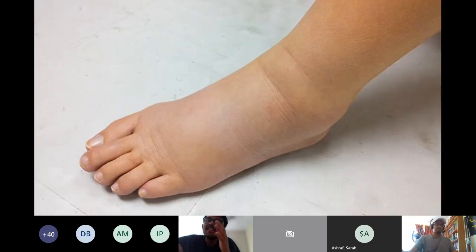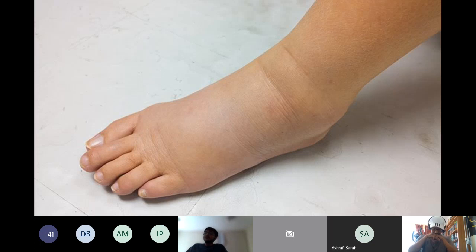So let's start off with this. What do you see? Can everyone see the slides? Tell me if you can't see the slides. If you can see the slides, tell me what you see.